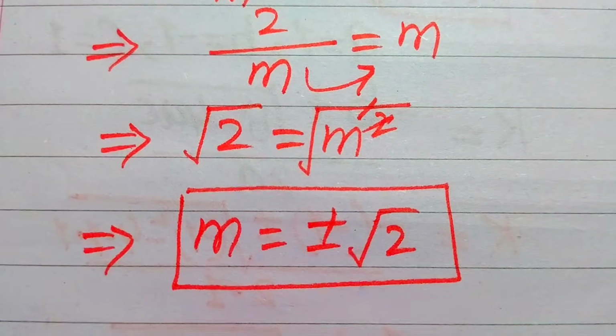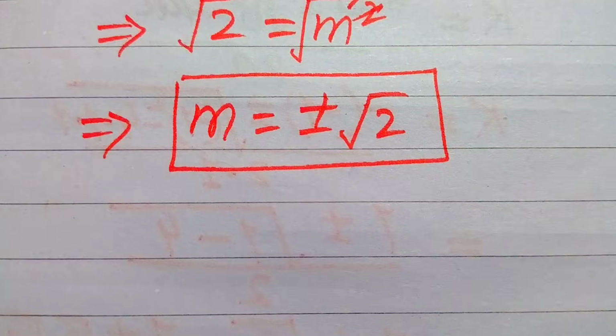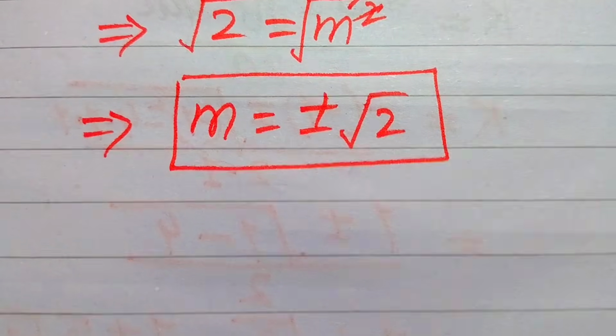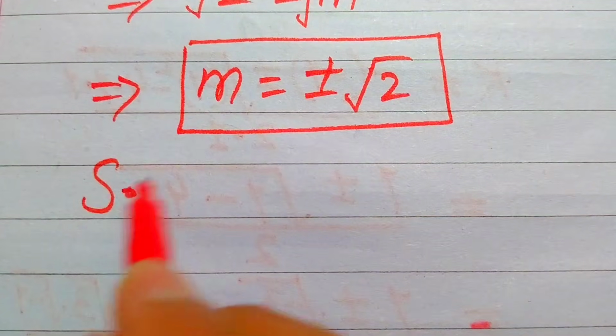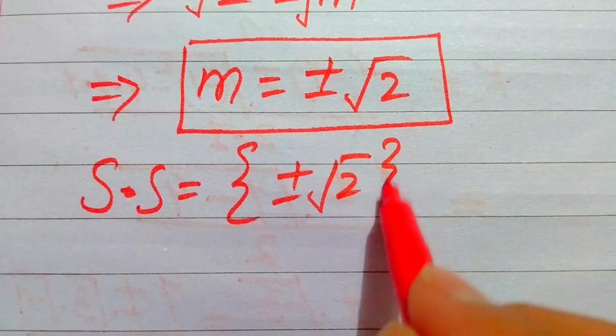So you see that in the second method we again get the values of m are plus minus square root of 2, but in the first method we already verified that both of these two roots satisfied our given question statement. And finally we say that the solution set of the given question is plus minus square root of 2.